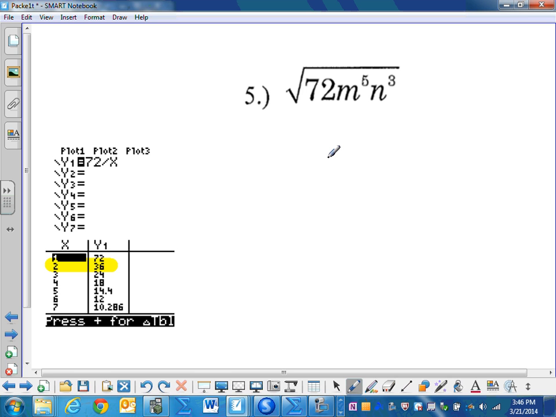Square root of 72, m to the 5, n to the 3. The factors of 72, 2 and 36. So 6 square roots of 2. M to the 5th, 5 divided by 2 with 1 left over. N to the 3rd, 3 divided by 2 is 1 with 1 left over.